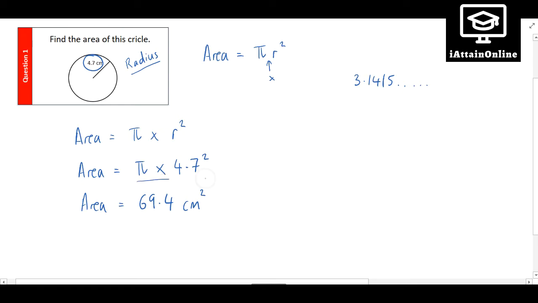It's really important that you don't do pi times 4.7 and then square your answer. This squared bit is just the 4.7. Your calculator will do that automatically, but what a lot of people might do is do pi times 4.7, work out what that is, and then square it. If you do that, you're not following the rules of BIDMAS, BODMAS. You have to do the squared bits first. Okay, that's your answer for the first one, 69.4 centimeters squared.